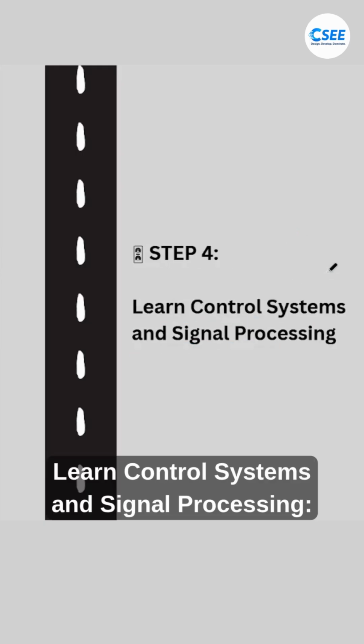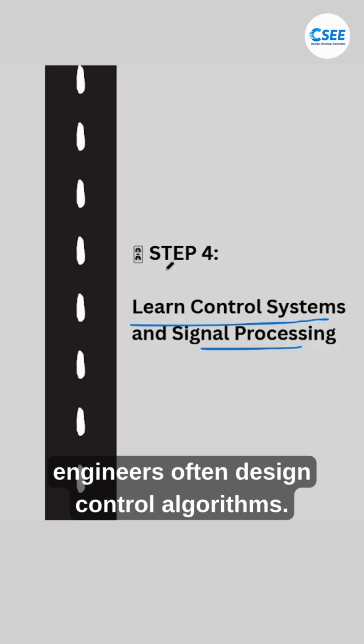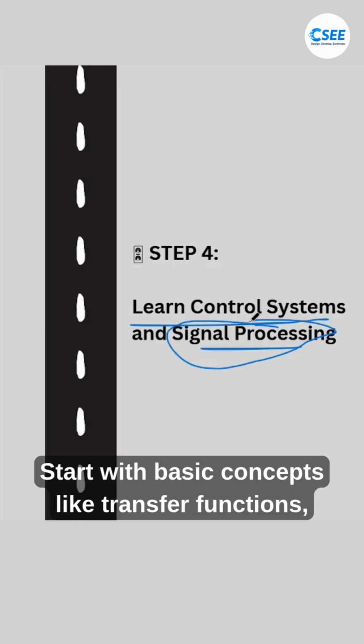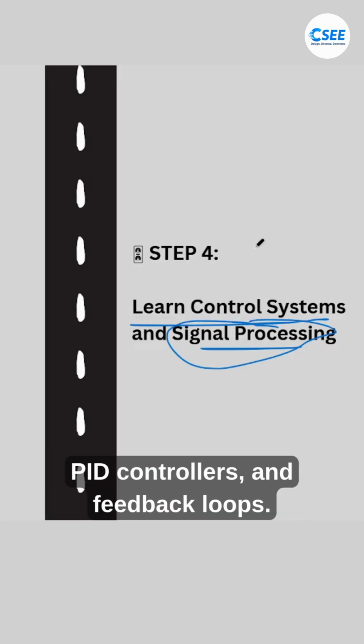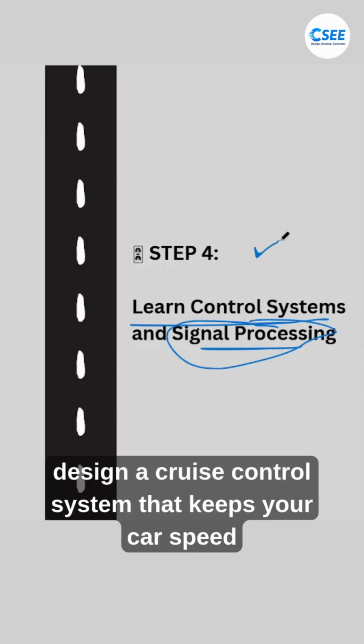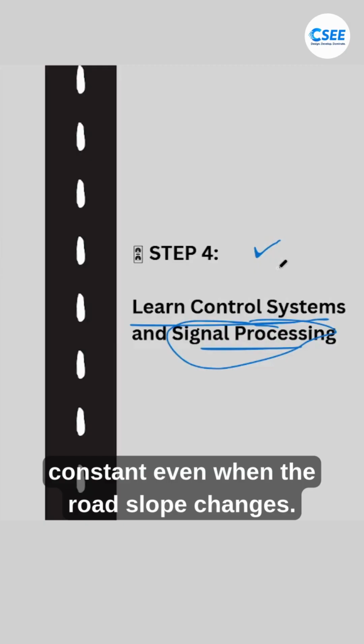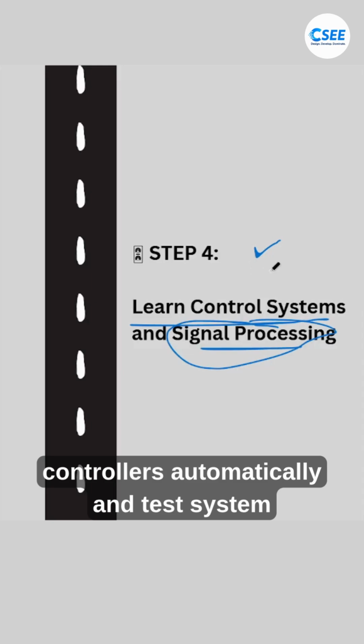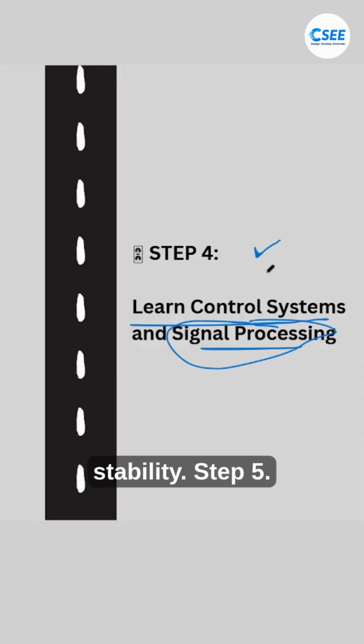Step 4, Learn control systems and signal processing. Model based engineers often design control algorithms. That's where control theory and signal processing come in. Start with basic concepts like transfer functions, PID controllers, and feedback loops. For example, design a cruise control system that keeps your car speed constant even when the road slope changes. Simulink's Control System Toolbox helps you tune controllers automatically and test system stability.